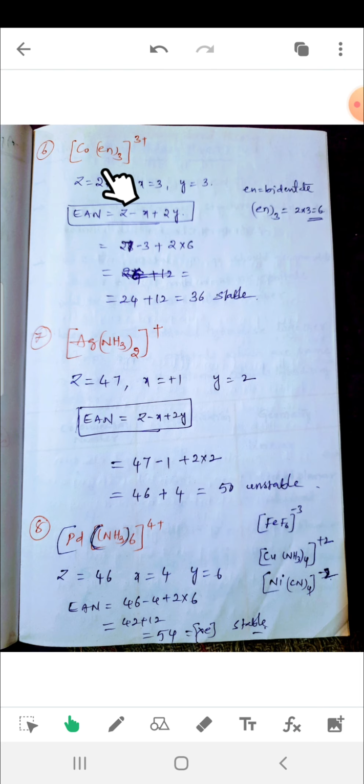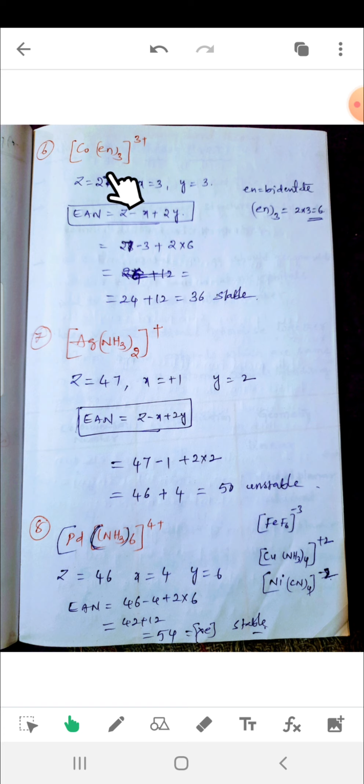Another example: ethylenediamine, a bidentate neutral ligand. Here for the oxidation number, remember it is a bidentate ligand, so 2 into the given number. Z is 27, X equals 3, Y equals 3. Z minus X plus 2 into Y. How many ligands? 3 ligands, but we take Y as 6, because they are bidentate ligands. That's why 2 into 3 means 6; 27 as is, oxidation number as is, remember.